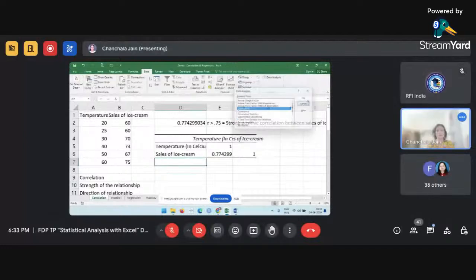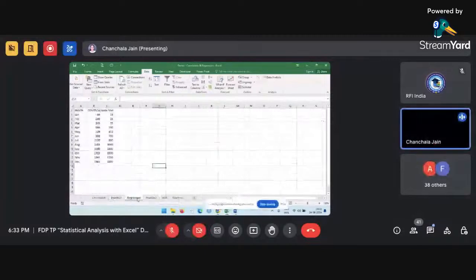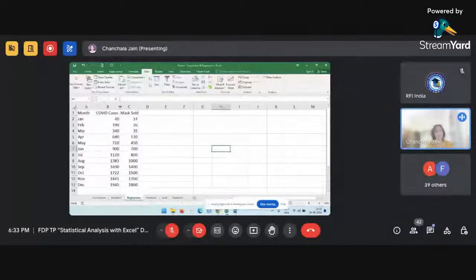I hope it is fine. May I proceed? Yes, ma'am. Next sheet is the practice sheet for all of you. You can do the practice. Go to the sheet 3 named as regression. Here we are having the data of COVID cases and the masks sold.